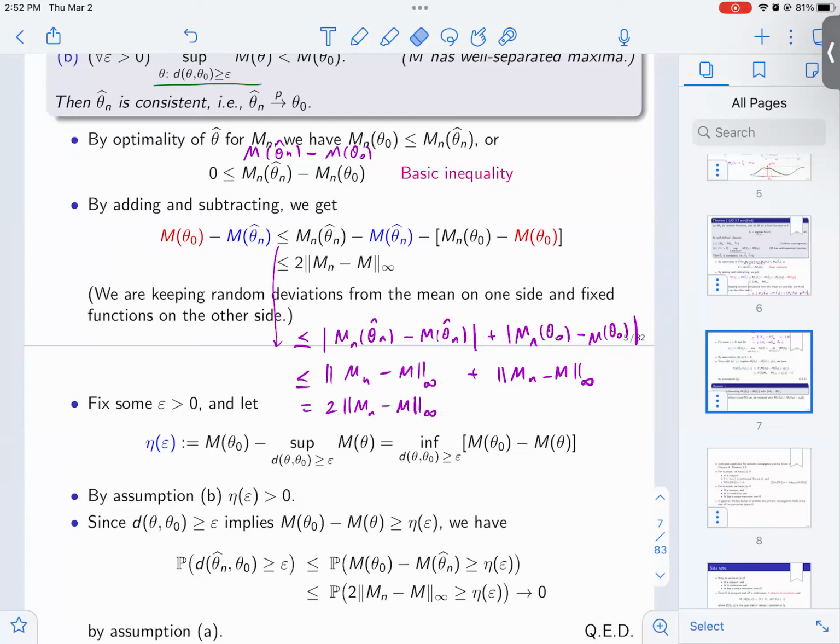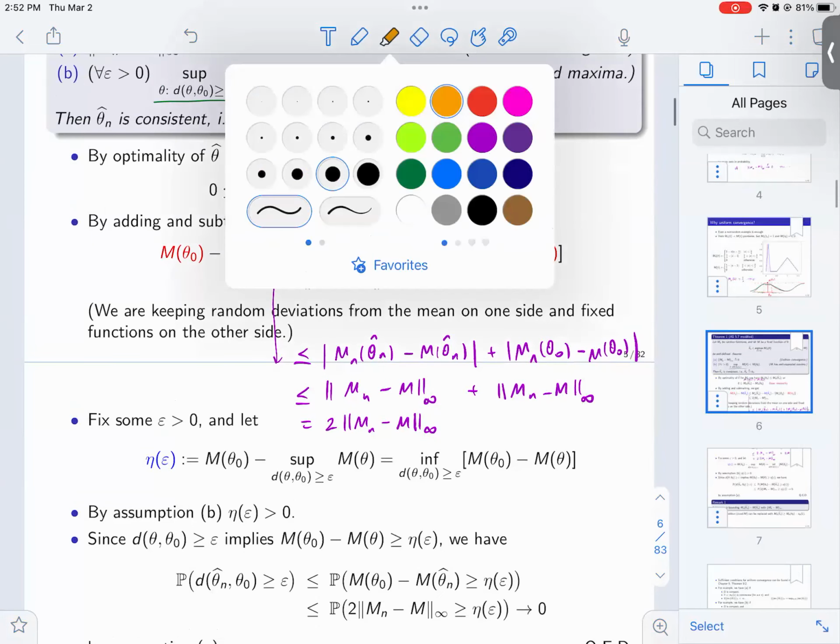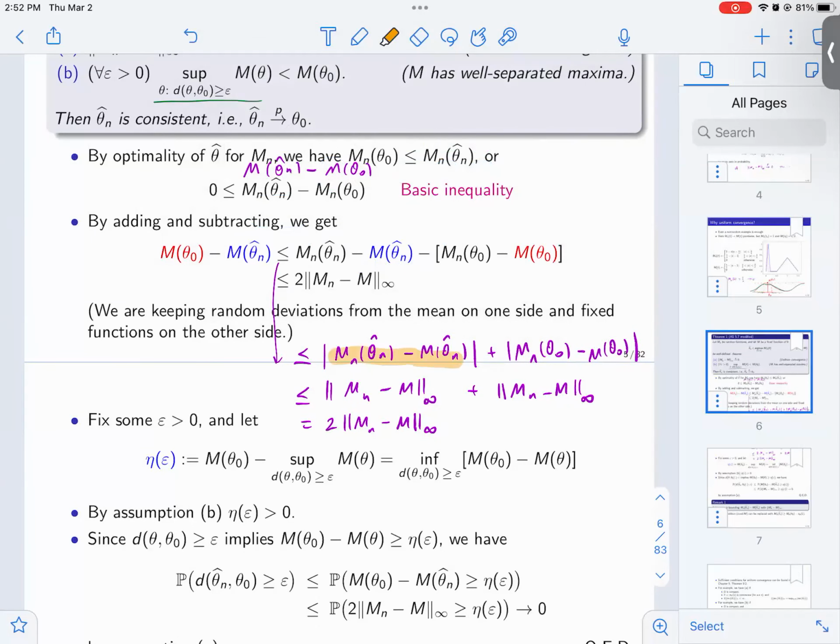Is that clear so far? A comment before we move on. This one is converging to zero by the weak law of large numbers because theta naught is fixed. So I don't need to bound this by that. This is going to go to zero. The main thing that I'm controlling with uniform convergence is this. This quantity is the difficult quantity because of this term, basically.